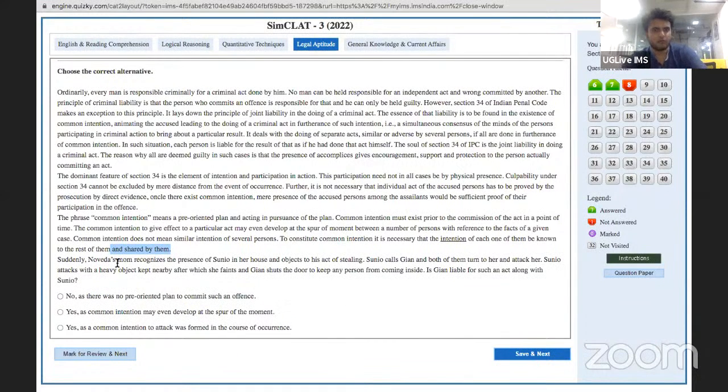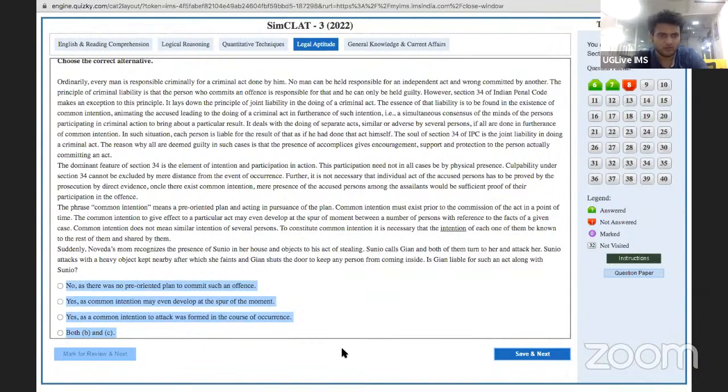Suddenly, Novida's mom recognizes the presence of Sunyu in her house and objects to his act of stealing. Sunyu calls Gyan and both of them turn to her and attack her. Sunyu attacks with a heavy object kept nearby, after which she faints and Gyan shuts the door to keep any person from coming inside. Is Gyan liable for such an act along with Sunyu?